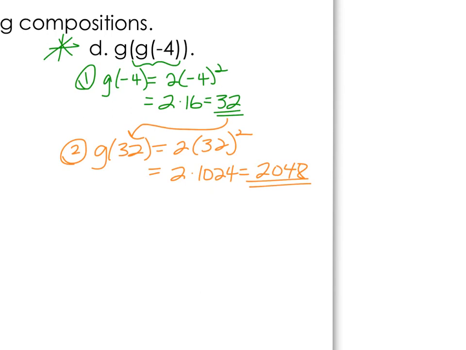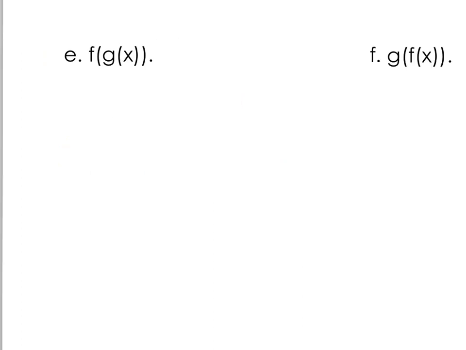G of negative 4: if you square negative 4, remember you get positive 16, times that outside coefficient of 2 would give you 32. That output then, you square 32 again and you get 1,024. Times 2 gives you 2,048. The last three examples are what's known as general composition.